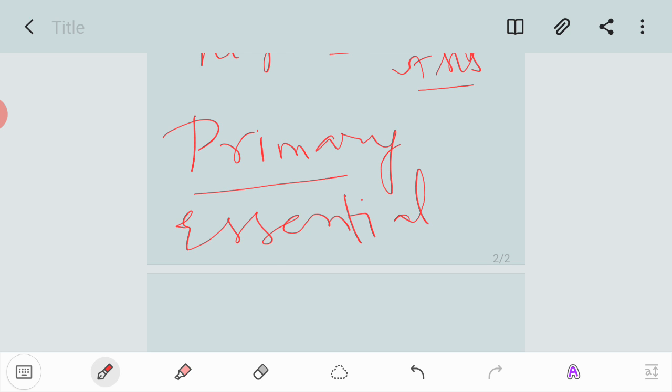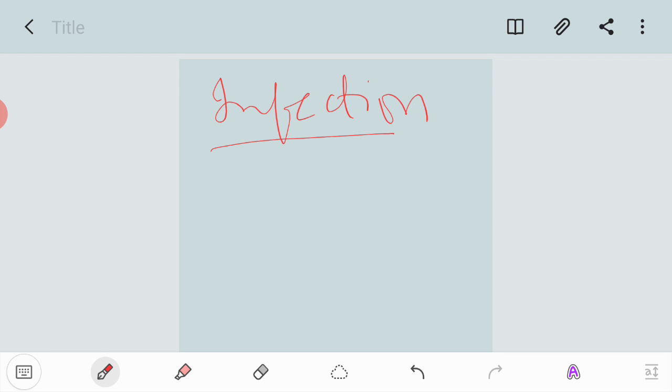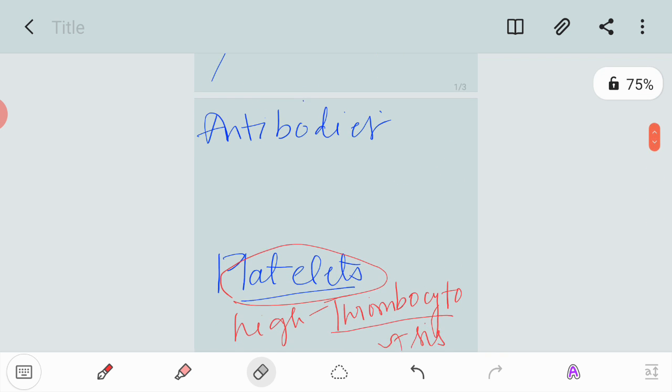But when we know the reason, suppose there is an infection, there will be an unnecessary rise in platelet count. At that time, we call it secondary thrombocytosis. It can be infection or it can be any other reason. If we know why it has increased, we call it secondary thrombocytosis. I hope I am clear with this now.